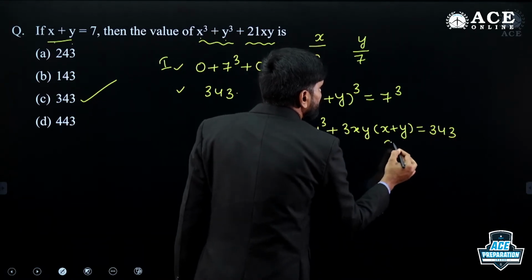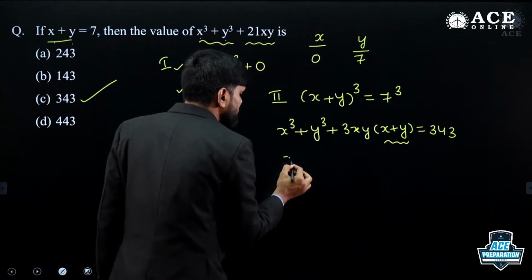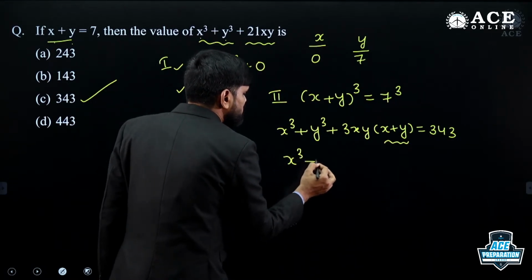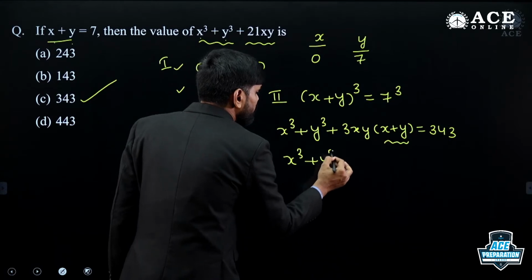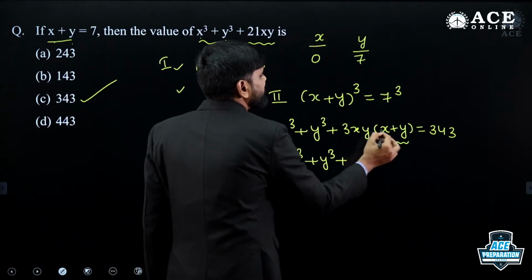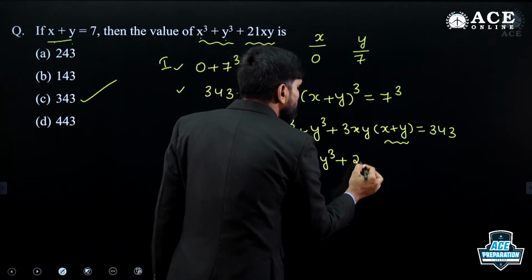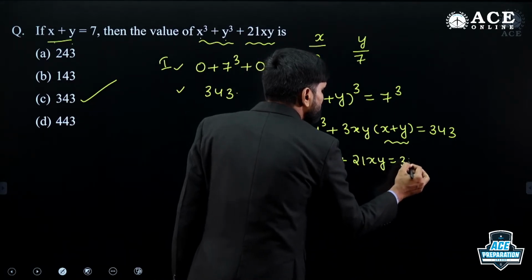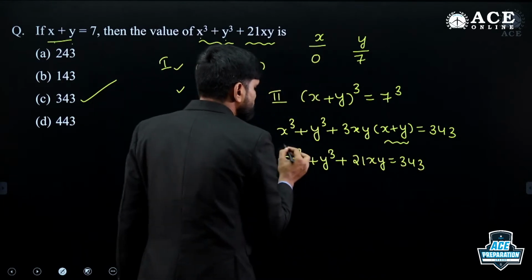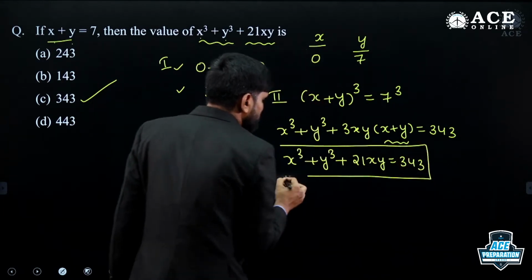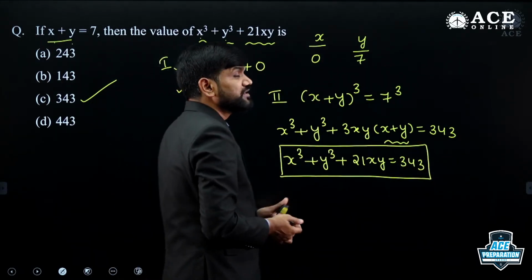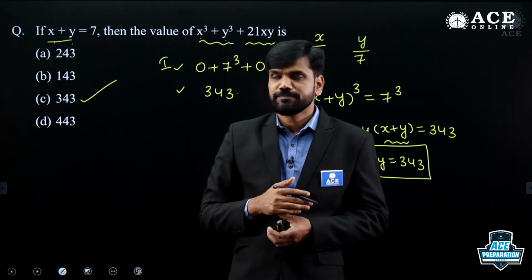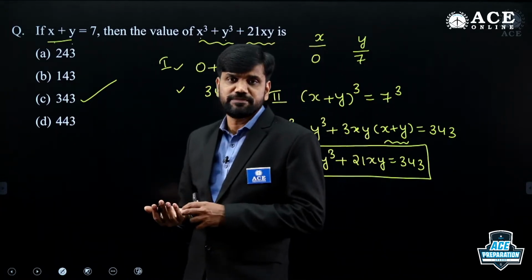If you are substituting x plus y equal to 7 here, this gives you how much, dear? x cube plus y cube plus 3xy into 7 will give you how much? 21xy. The value will become equal to how much? 343. This is what is being asked here. Hence I can say that the answer is how much? 343. So in either ways, answer will be same.